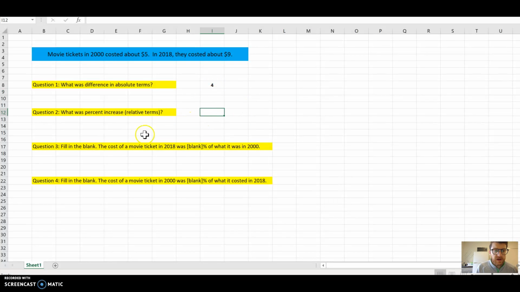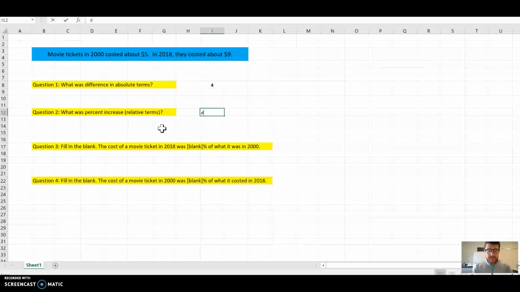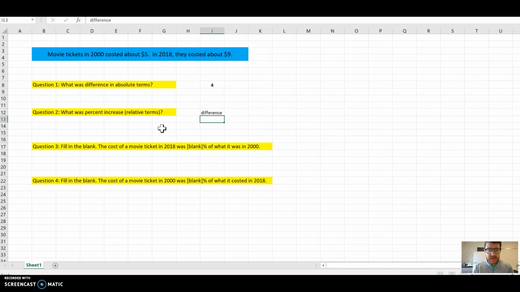Now next, we often express these differences or these changes using a percentage. So what was the percent increase? And I put in parentheses relative terms because if you ever see "what is the difference in relative terms," it means percent change. All right, so for this, we need to use a formula. The formula is that you take the difference and then you divide it by the original. Difference divided by the original.